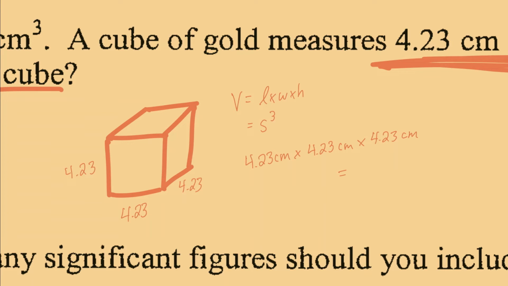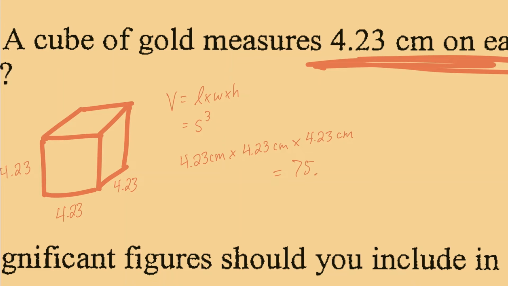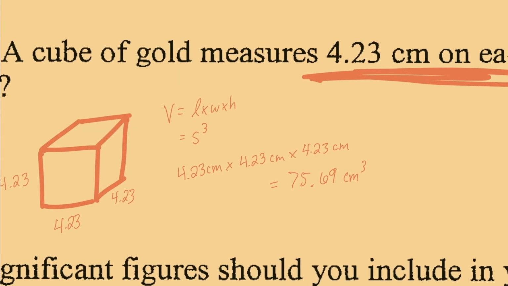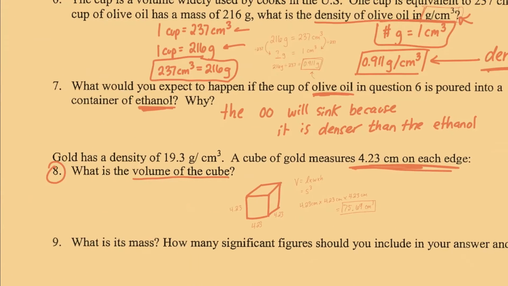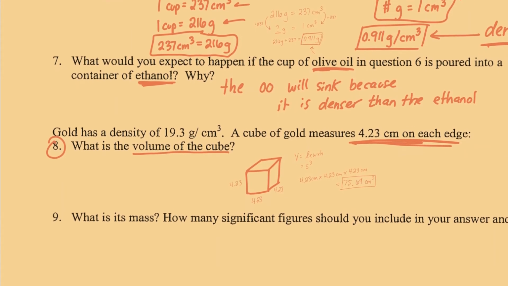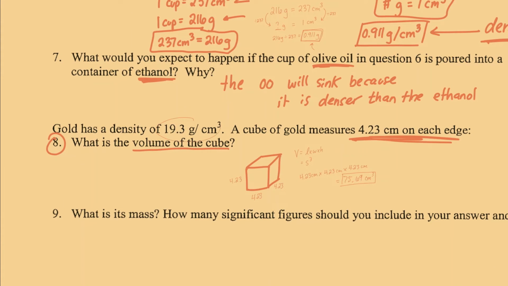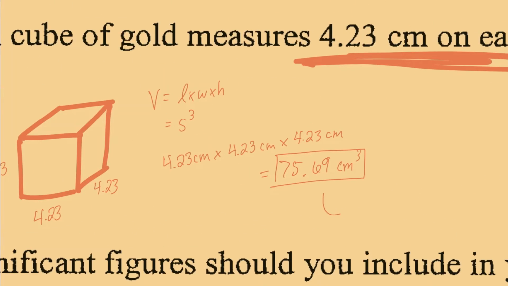I'm going to get my calculator out, and I'm going to say 4.23 times 4.23 times 4.23. And I get 75.69 cubic centimeters is my unit for volume here. And there we go, that's our answer. No density needed here, just 75.69. We do not need 19.3 grams per cubic centimeter to get this question.